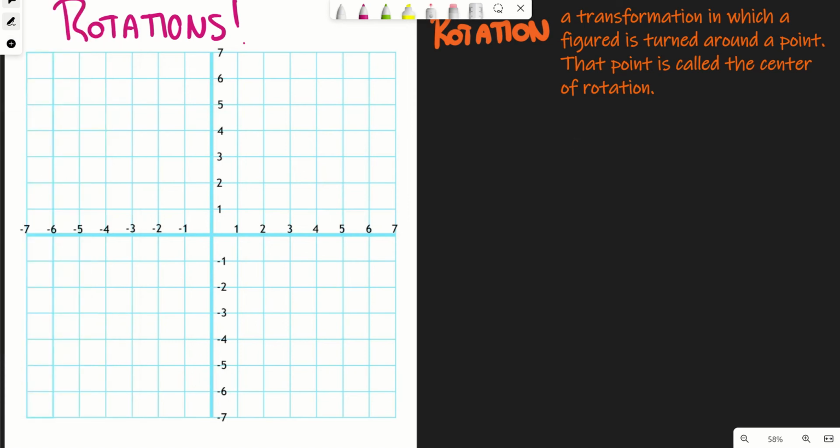Now, as it turns around, we have some different names for things. We have what's called clockwise and counterclockwise. And you can think about those as, if you had a clock, clockwise would be the way a clock goes, to the right. Counterclockwise would be going backwards, like time going backwards. Okay, so that's how we know direction. Clockwise or counterclockwise is direction.